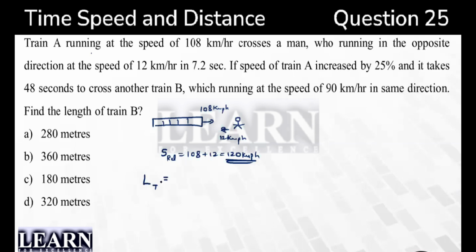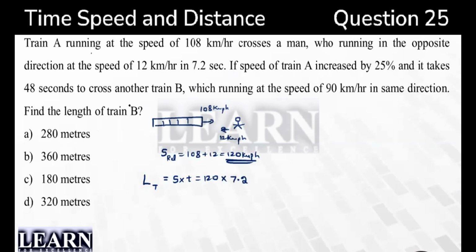Length of the train is nothing but, what is the formula for the length or distance? Speed equals distance by time. So I can say distance equals speed into time. The speed is 120 into time is 7.2. So I can say 120 into 7.2.